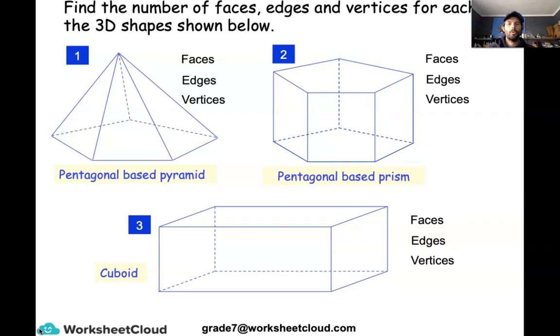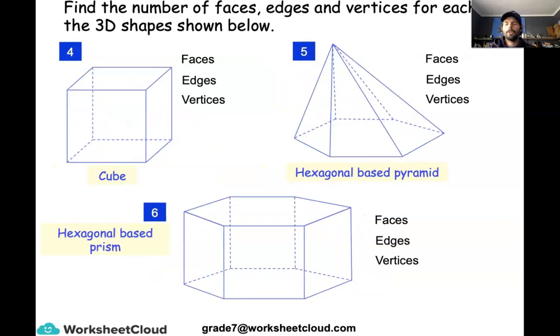And then we have a cuboid in number 3, and its base is a rectangle. So go ahead and work out how many faces, edges, and vertices each of those 3 shapes have. Shapes for you to identify: a cube in question 4, a hexagonal-based pyramid in number 5, because again the base is a hexagon. Remember, a hexagon is a shape with 6 sides, and the hexagonal-based prism in question number 6.